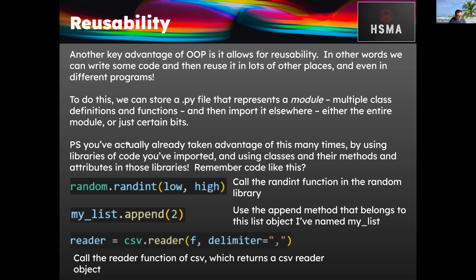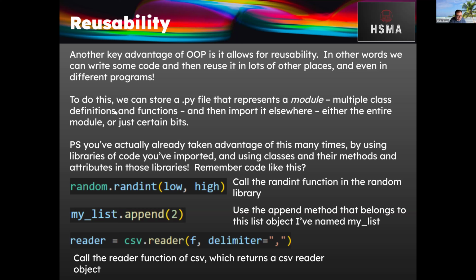We've talked a little bit this morning about how one of the key advantages of object-oriented programming in this way is its reusability. It means that we can write some code and define something just once, but use it in lots of different places and even in completely different programs. And I can show you a little example of this right now.